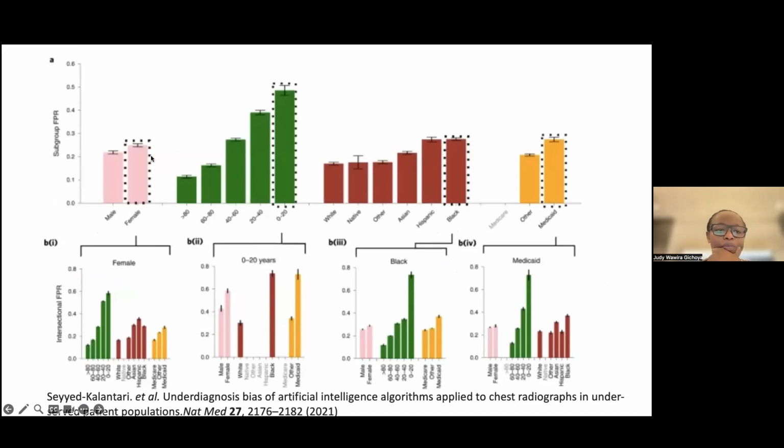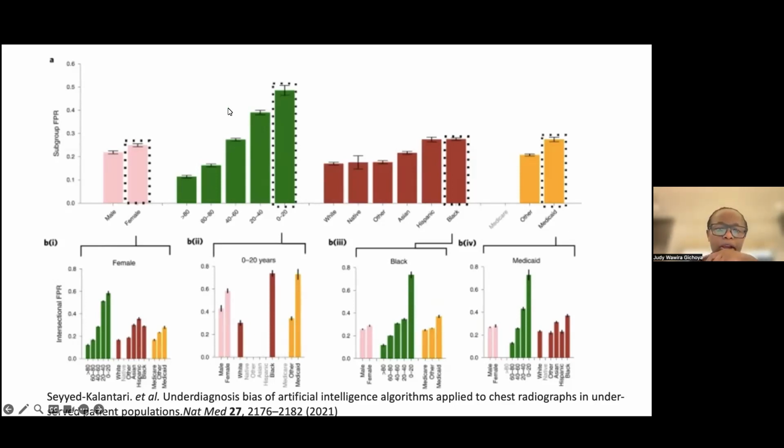And they show, well, if you look at the false positive rates, the females, patients who are younger, this data set doesn't really have a lot of young patients of 0 to 20 years, but Black patients and Hispanic patients following closely, Medicaid patients, these patients tend to have their studies read as normal, but yet they have disease.